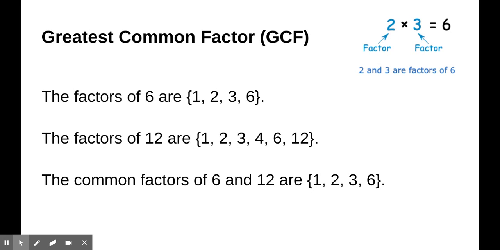So to determine the common factors among two or more numbers, factors are listed and then the common factors are identified, including the greatest one they have in common. So for example, as I just said, the factors of 6 are 1, 2, 3, and 6. The factors of 12 are 1, 2, 3, 4, 6, and 12. So the factors they have in common are 1, 2, 3, and 6. And the greatest common factor then is 6.